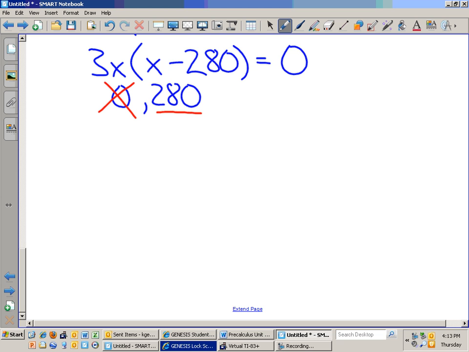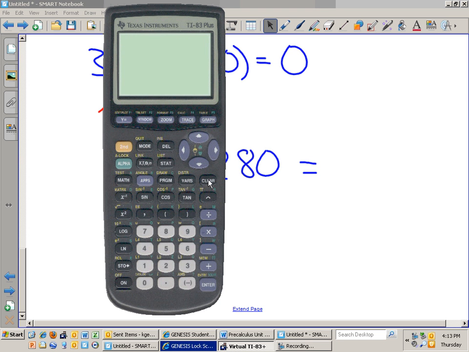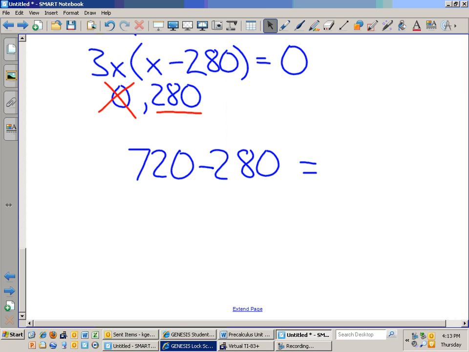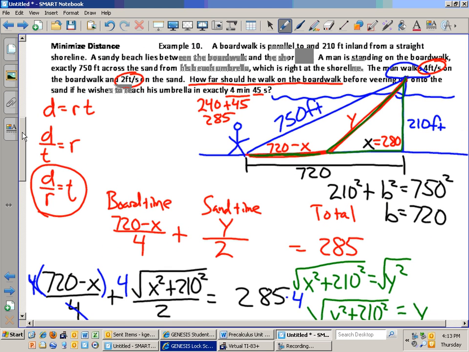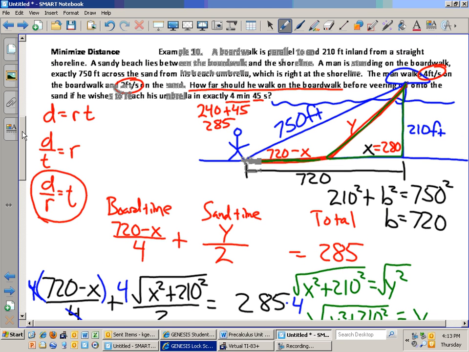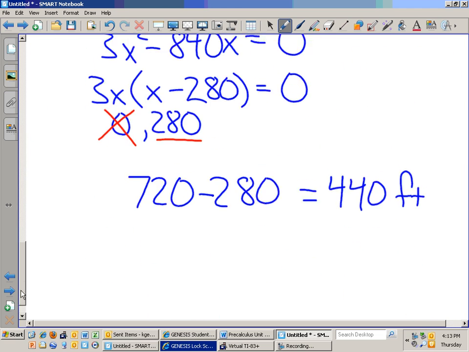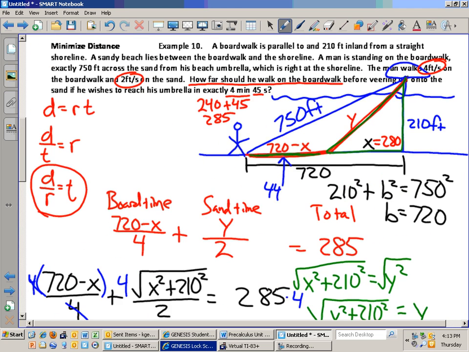So I'll go back to it. 720 minus the 280 is equal to 440. So, again, to answer the question, how far must he walk on the boardwalk before veering off in order to reach it in exactly 4 minutes 45 seconds? That distance would be, as we just figured out, 440 feet. That is your final answer, and good luck as you try the problems.